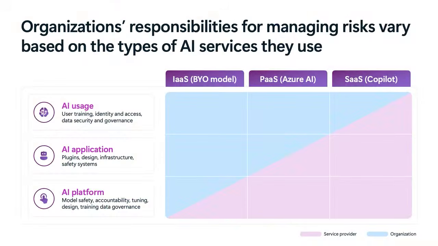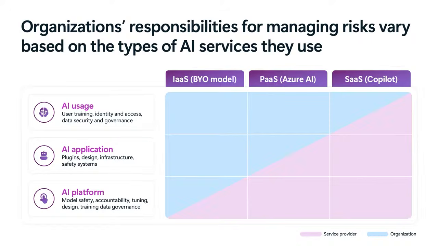The responsibility for managing AI risks varies depending on the type of service you use. You may have seen this diagram before. It is our shared responsibility model, where we split between the service provider, in this case Microsoft, and the customers who are building AI applications.